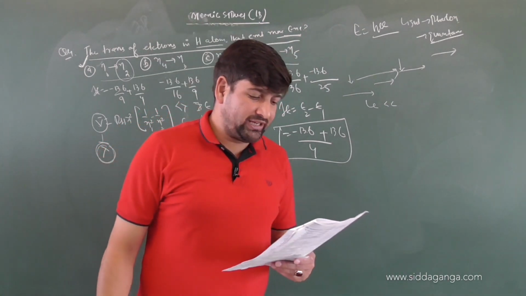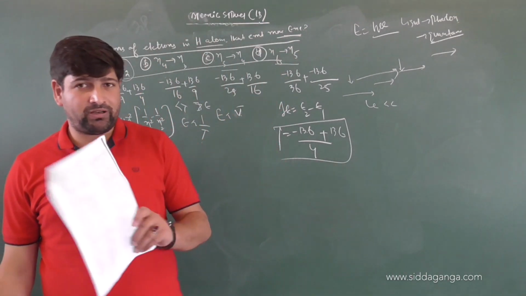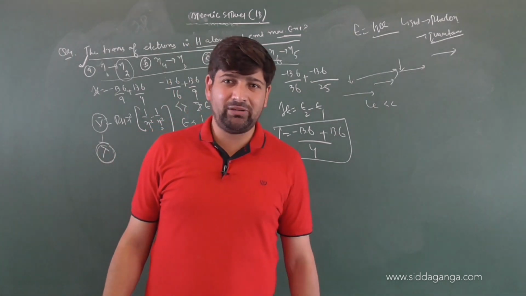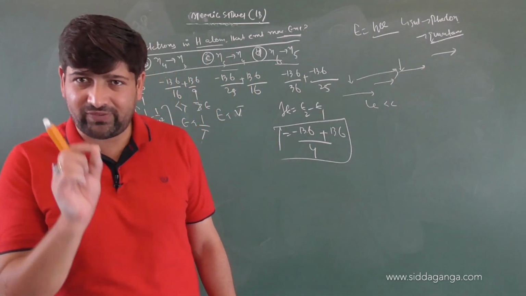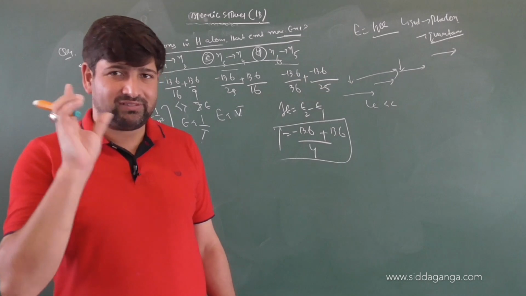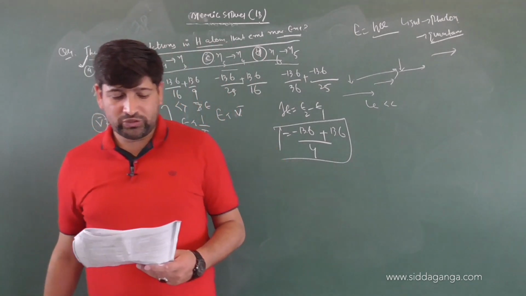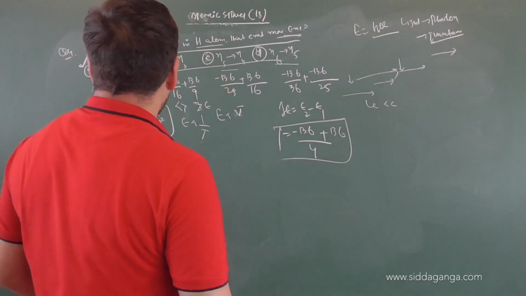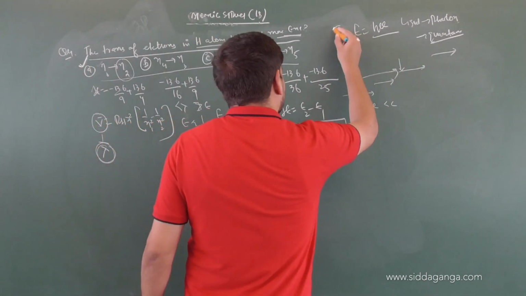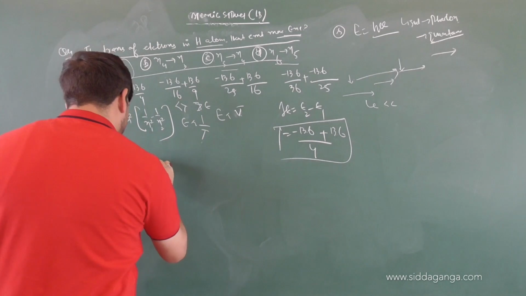Fourth one: a body can emit less or more than a quantum of energy. Wrong. A body can always emit energy in terms of its discrete frequencies, that is, discrete energies. So the wrong option will be option 4. Very good. So this was question number 5. Now we have question number 6.